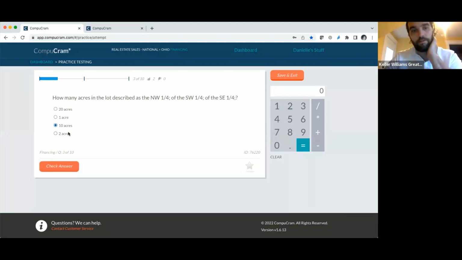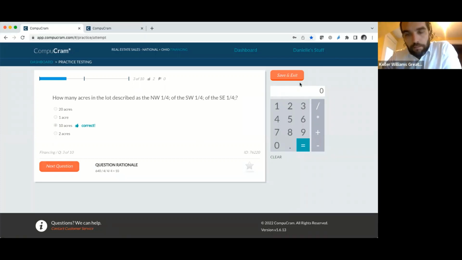The correct answer here is going to be C. So anytime you see this lot description as northwest quarters, southwest quarters, etc. Sorry, thought I heard something outside. Anytime you see that lot description, you're going to think about the number 640, because that's the total number of acres in that parcel.